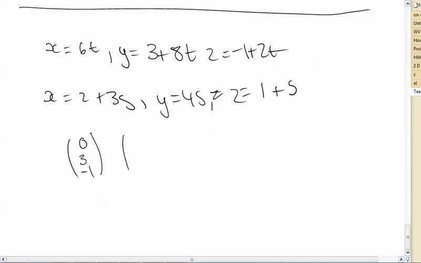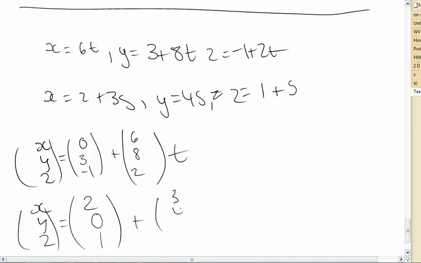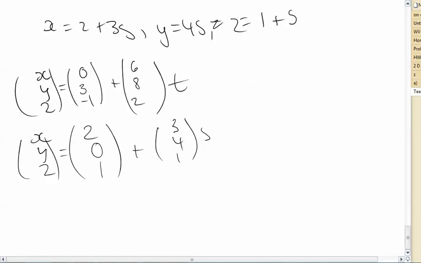Then you add the direction vector, so it'd be 6, 8, and 2, and then you put the variable t. For the other one, it would be 2, 0, and 1, x, y, z. Sorry, guys. Plus 3, 4, 1, s.